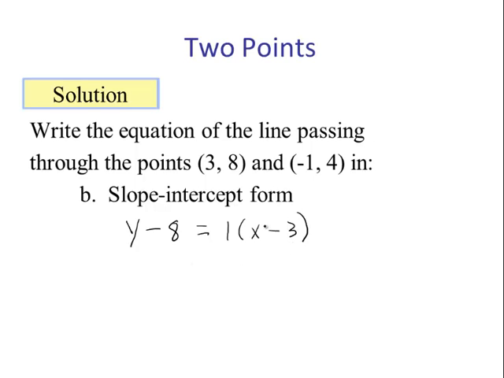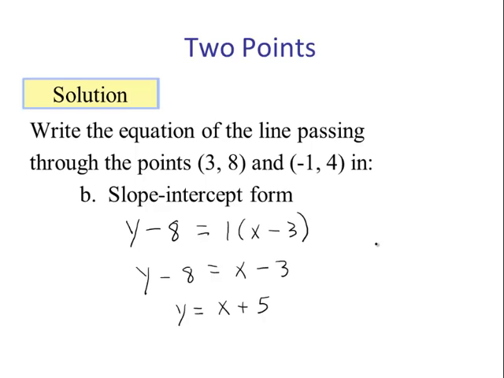So slope-intercept form, we can use our answer from part A and simplify this to put it in slope-intercept form. So we need to distribute the 1. Of course 1 times x is x, minus 1 times 3 is 3. Now we have y minus 8 on this side. Add 8 to both sides, and we have y equals x plus 5.